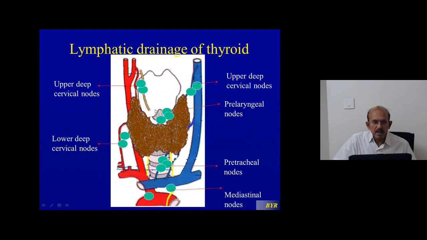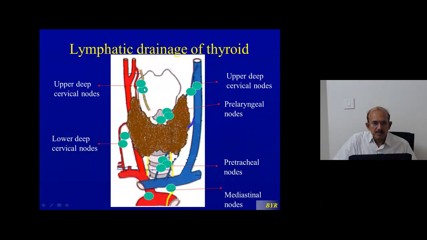The main lymph drainage is to the pre-laryngeal and pre-tracheal lymph nodes. And some of the lymph drains along the superior thyroid artery, the inferior thyroid artery, and inferior thyroid veins. So the superior ones drain to the upper deep cervical lymph nodes. That is, they will drain into the level 2 nodes, and those draining along the inferior thyroid artery drain to the level 3 lymph nodes.